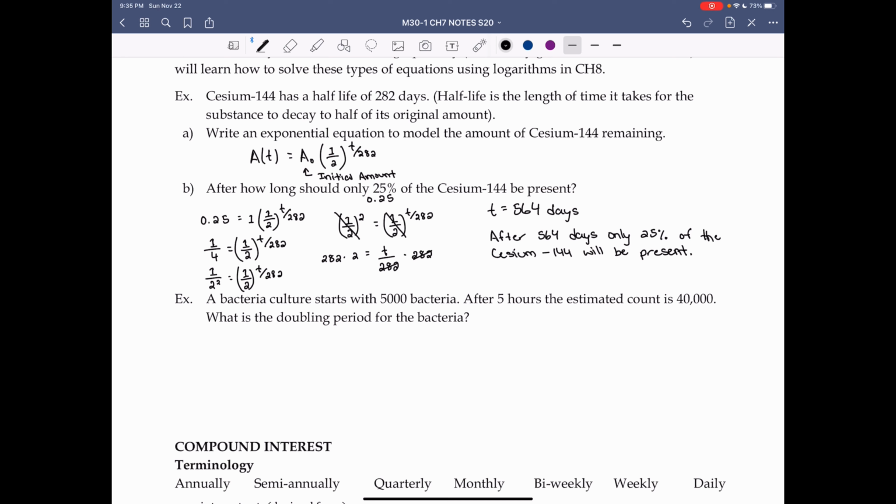Example, a bacteria culture starts with 5,000 bacteria. After 5 hours, the estimated count is 40,000. What is the doubling period for the bacteria? So we can write an equation. A of T, so the amount of bacteria, would equal A0, the initial amount, times 2, because we're doubling, to the power of T divided by D, which is the time it takes to double.